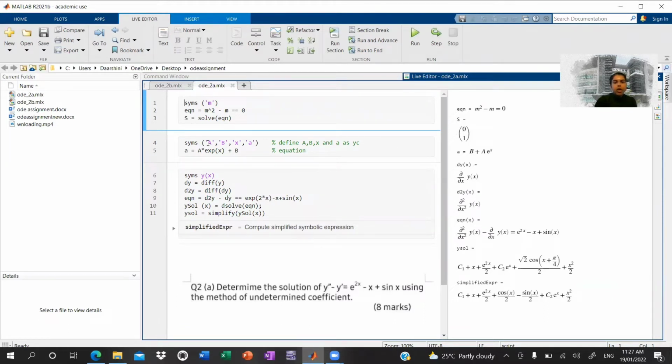And I've also defined A, B, X, and A to rewrite the equation. We couldn't use the same alphabet repeatedly twice or thrice, because MATLAB wouldn't accept it. So I use A as YC. So this is the equation. Then I define YX.